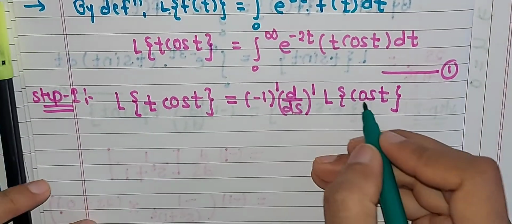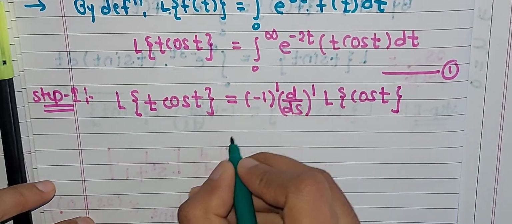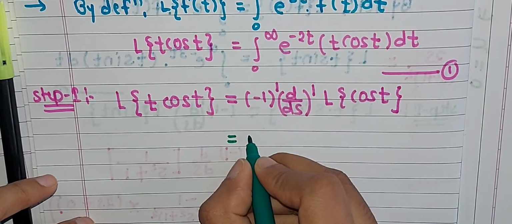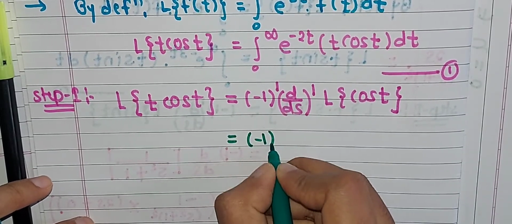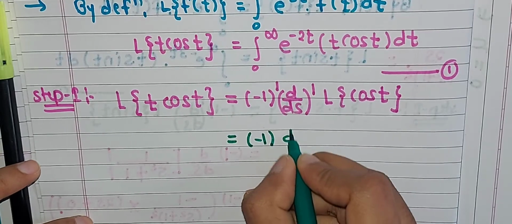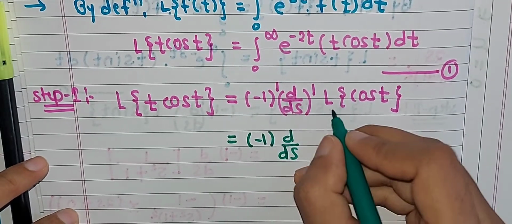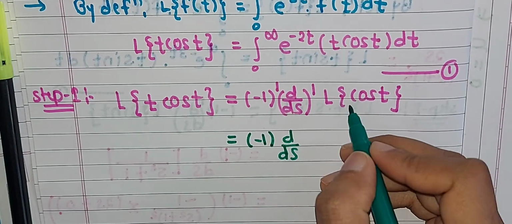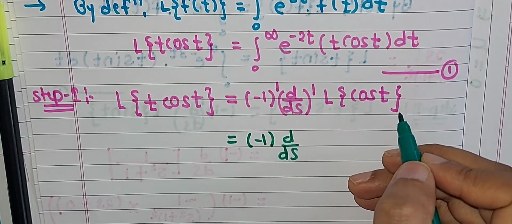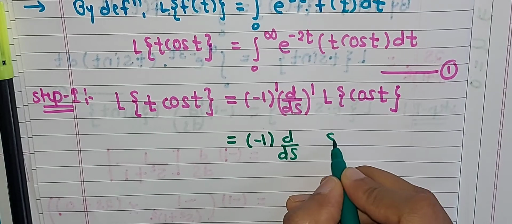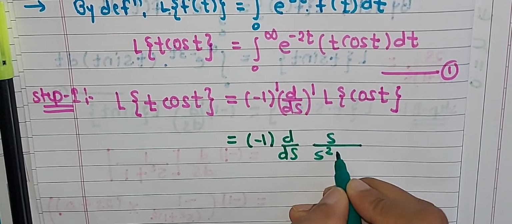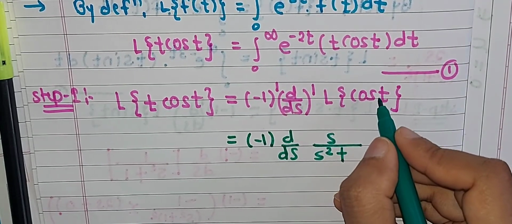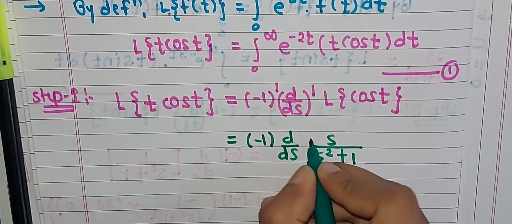Now we will find the value of this function. For that purpose, minus 1 raised to 1 is minus 1, therefore take this minus 1 as it is. d by ds raised to 1, that means d by ds. Now what is the Laplace of cos t? With the help of standard formulae, Laplace of cos at has value s divided by s square plus a square, but a is here what? 1, so 1 square, that is 1.